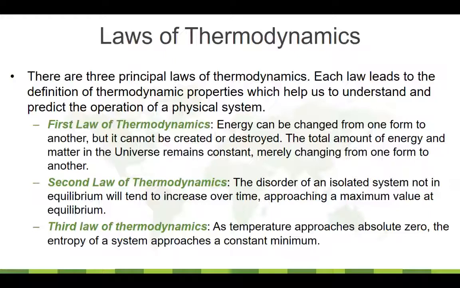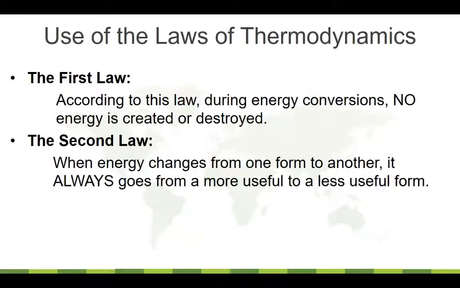And then we have the third law of thermodynamics, which states that as temperature approaches absolute zero, the entropy of a system approaches a constant minimum. This is equilibrium. This is uniformity. So, what we're really focusing on is the first and second law for what we're doing here in environmental science. The first law, in terms of practical use: during energy conversions, no energy is created or destroyed. Again, it's simply changing form.